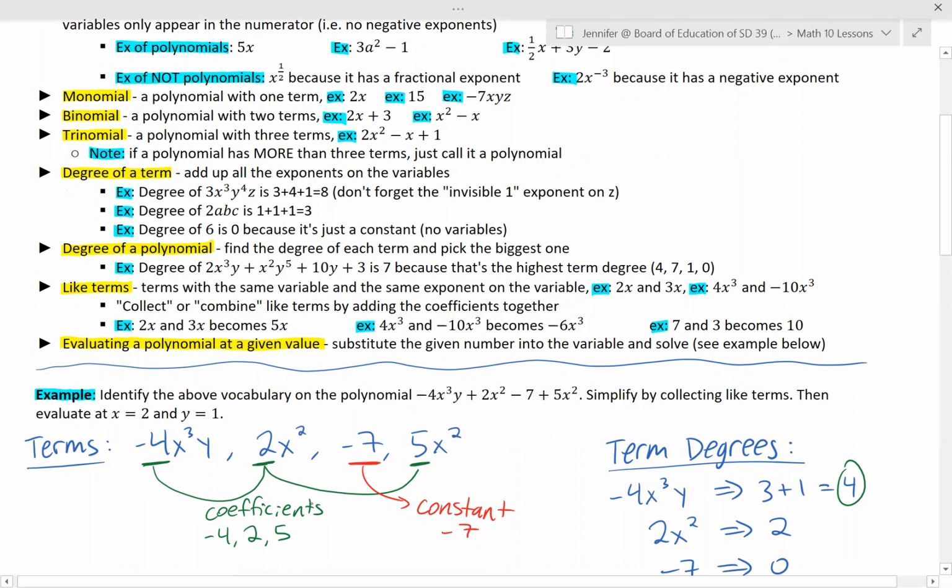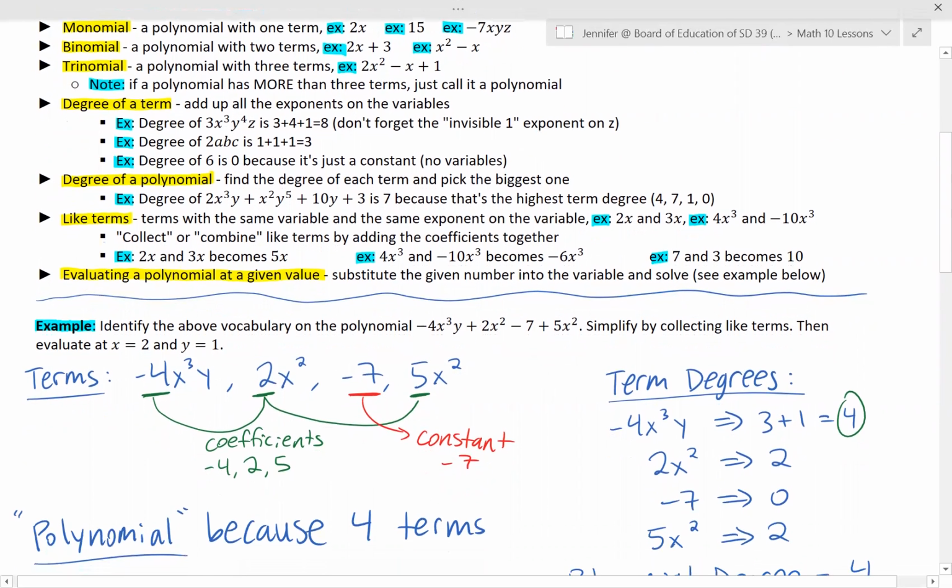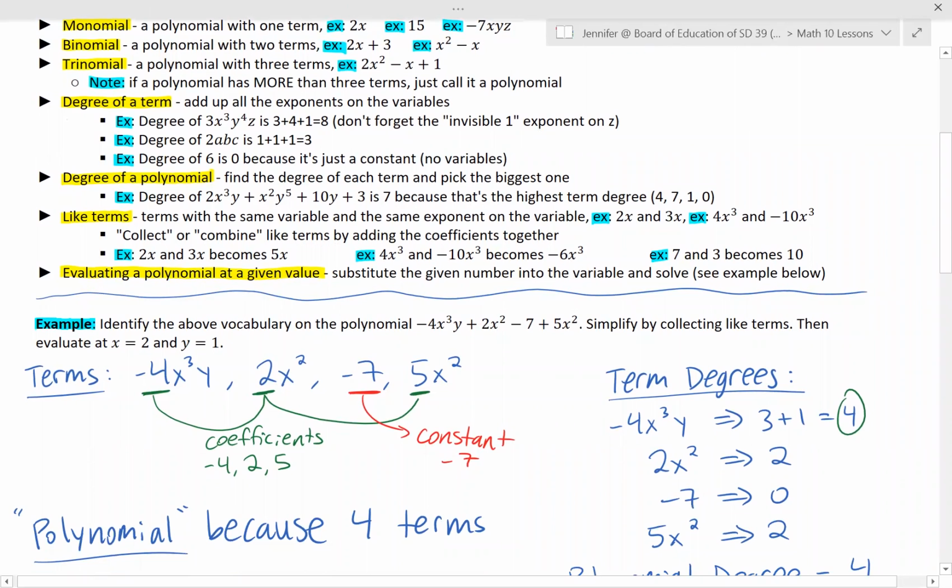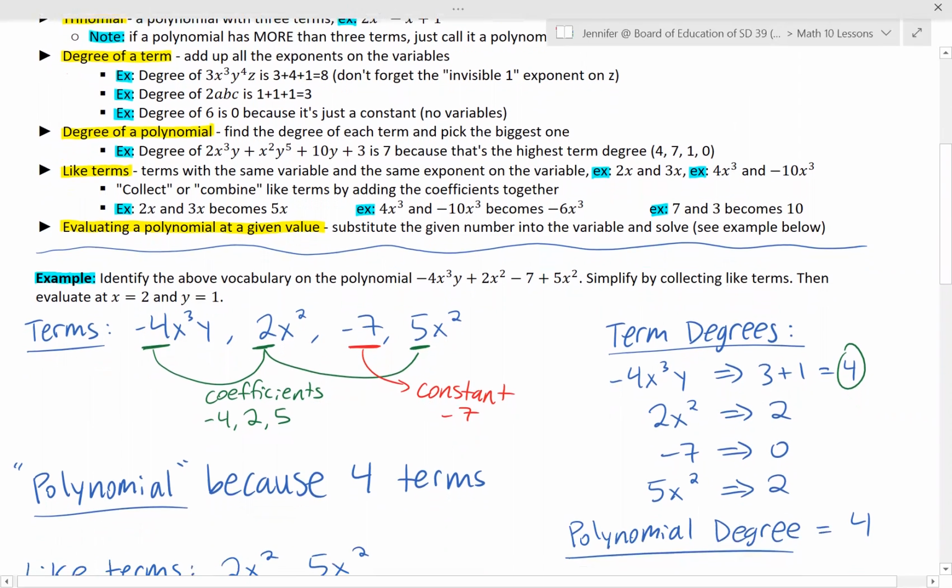What I've underlined in green are the coefficients because those are the numbers in front of variables. And then in red is our constant. That's the number on its own. This is just called a polynomial because there are 4 terms and it's above 3. So we just call it a polynomial.